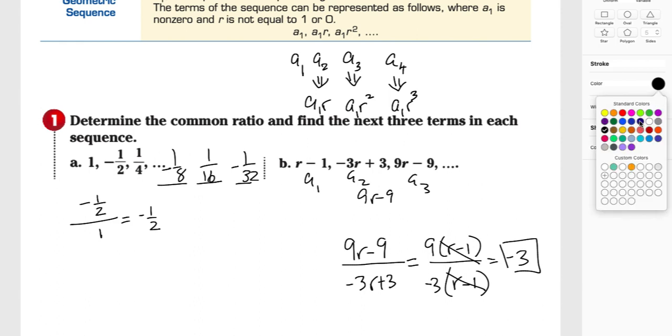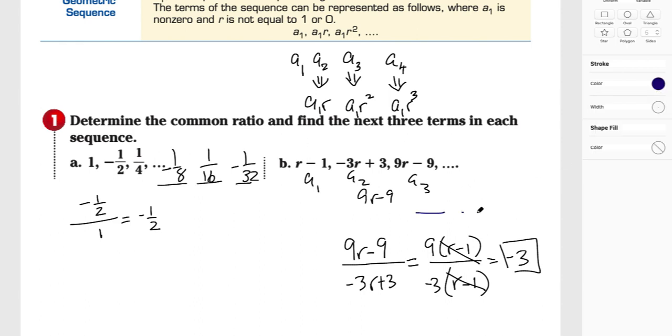Let me use a different color for clarification's sake. 1, 2, 3. If I multiply this by -3, I'm going to get a -27R + 27. If I multiply that by -3, I'm going to get a +81R - 81. And one more time, I'm going to get -243 + 243R. Am I making that up? I think I'm right. Make sense? I hope it feels okay. All right, let's look at another example.